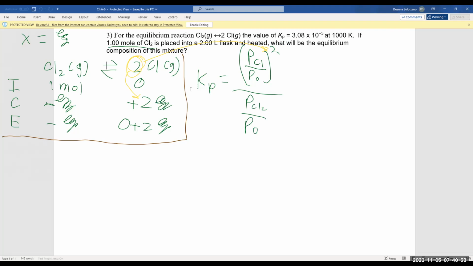Right here, we can also already move the squared in. So we get squared and we get squared. And then from there, we can cancel out one of the P naughts. Note that P naught is equal to 1 bar. Just keep that in mind for when you're solving at the end.